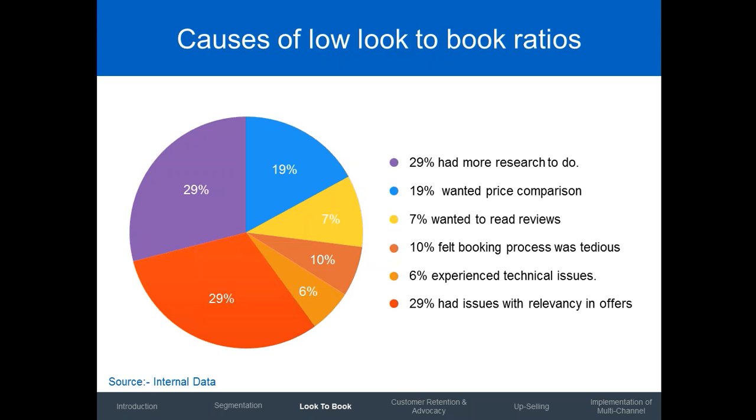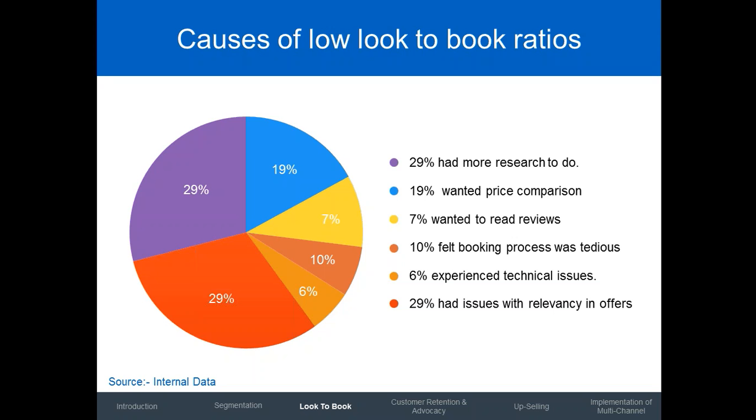Look to book ratio. In other words, it's another word for conversion on the website. If 100 people come on the site, and 5 people end up dropping a lead or buying a product, the conversion is 5. There's a constant endeavor of the product manager and the marketing manager to increase the look to book ratio and the conversion. And most of these decisions are data driven.